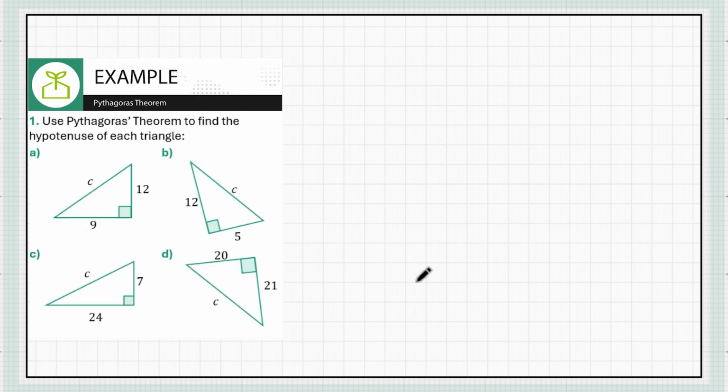Alright, today we're going to continue learning about Pythagoras Theorem, and one of the things we do with Pythagoras Theorem, which we remember is c squared equals a squared plus b squared, where c squared is the hypotenuse or the longer side, is we can use it to find out that unknown, or solve for the hypotenuse, and that's what we're going to do in this video.